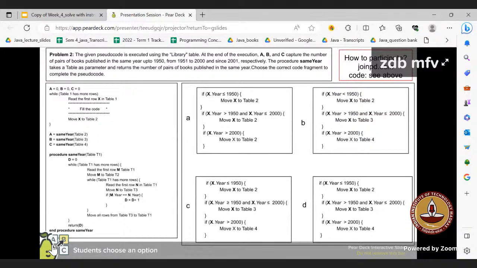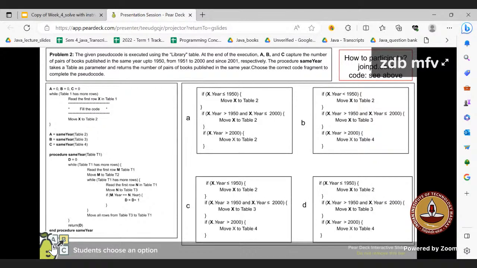So the books can be published in 1952. If the two books are published in the year 1952, that will be one pair. If the two books are published in 1953, that will be another pair. If there are more books published in another year, like between 1951 to 2000, that should be counted as pairs.